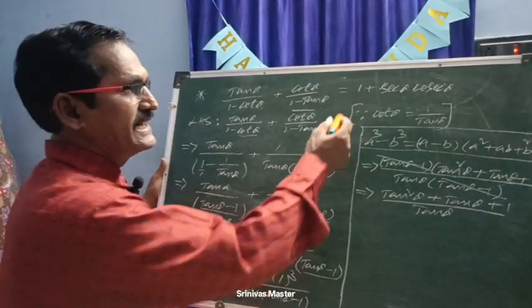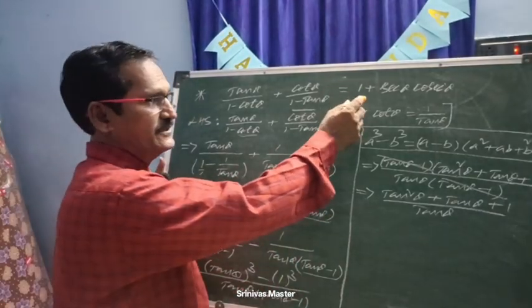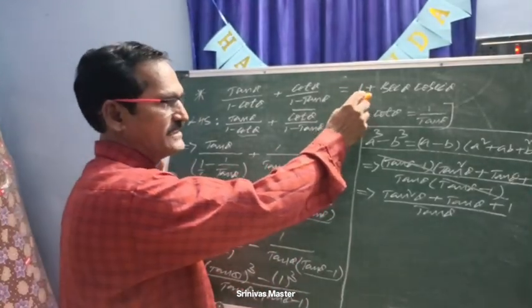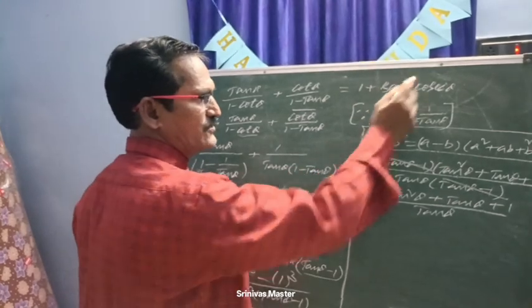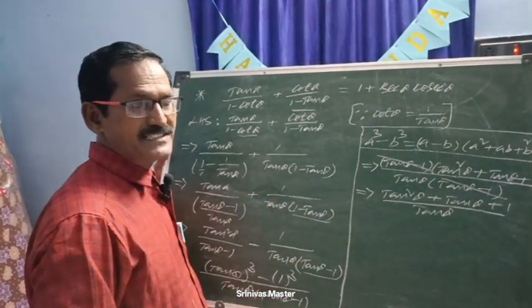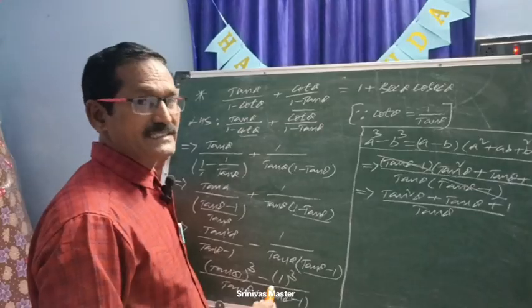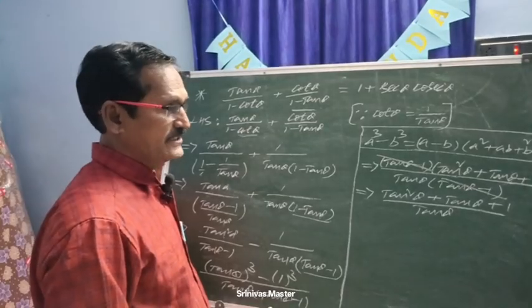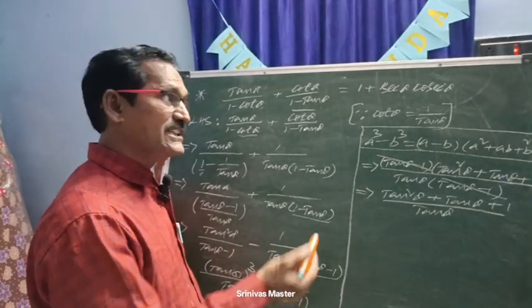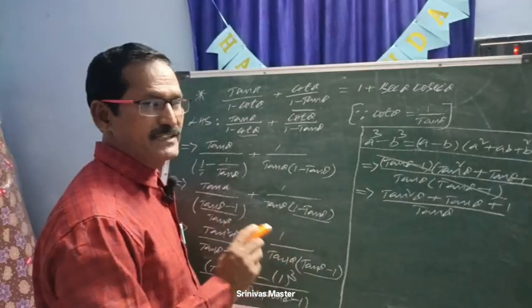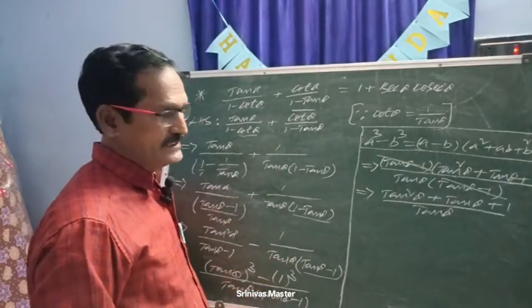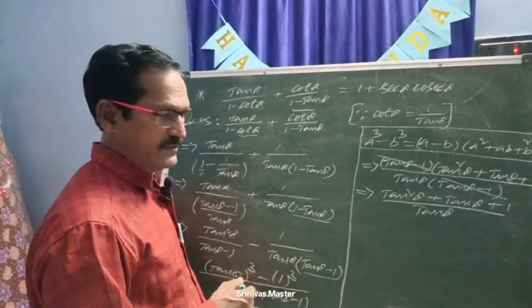See children, still we didn't get the result. Be careful. Keep in your mind this RHS: 1 plus sec theta cosec theta. Sec is the reciprocal of cos. Cosec is the reciprocal of sin. So if you get in terms of sin and cos, or directly secant and cosec, then the problem will be solved totally. Still we didn't get it, no? Still it is going on.